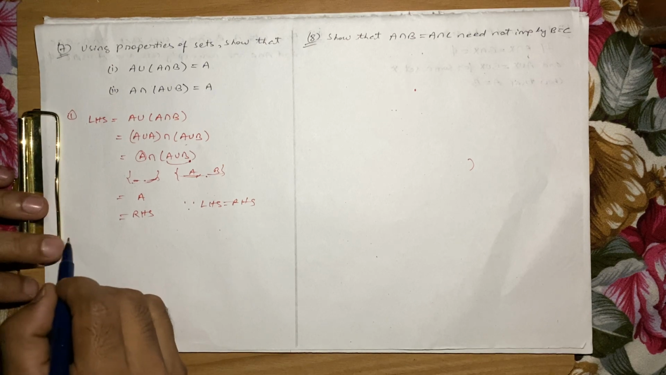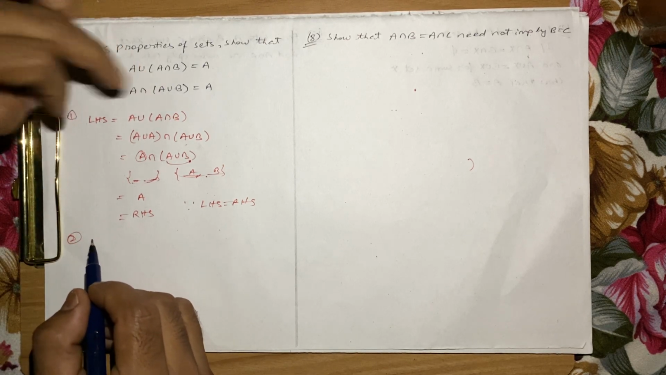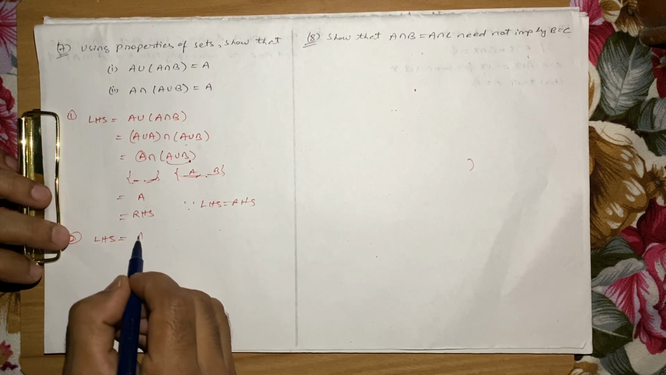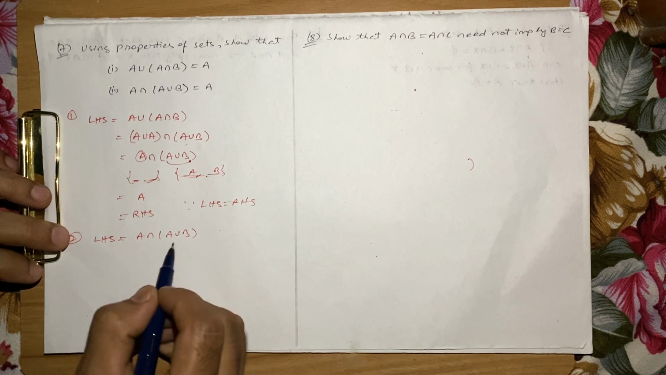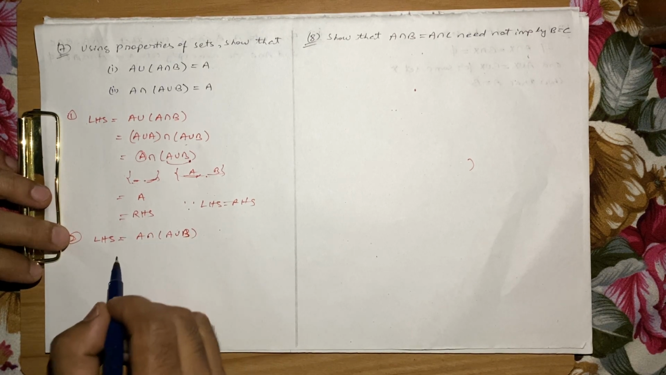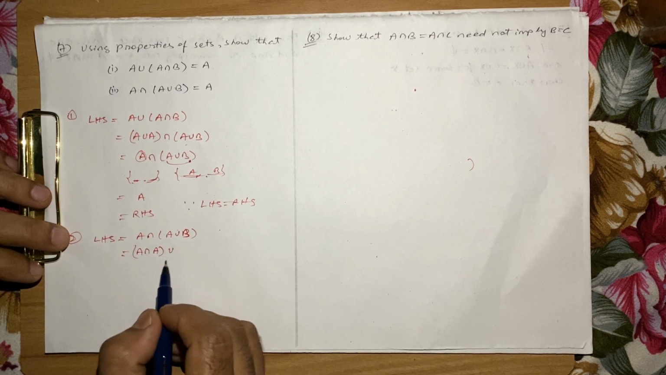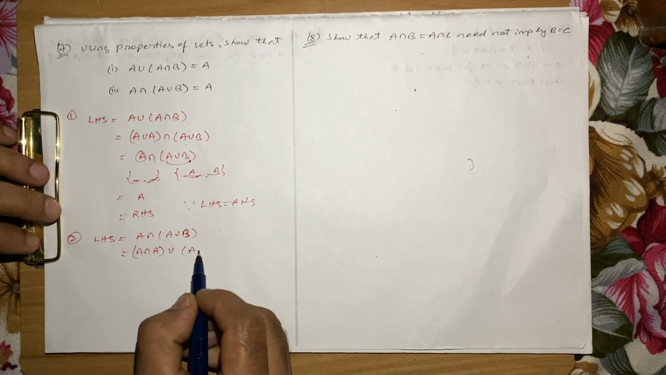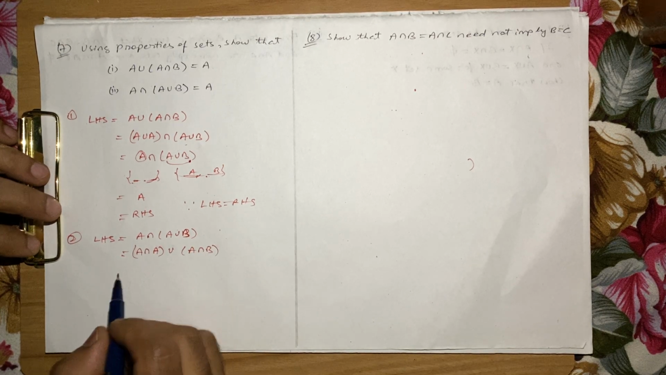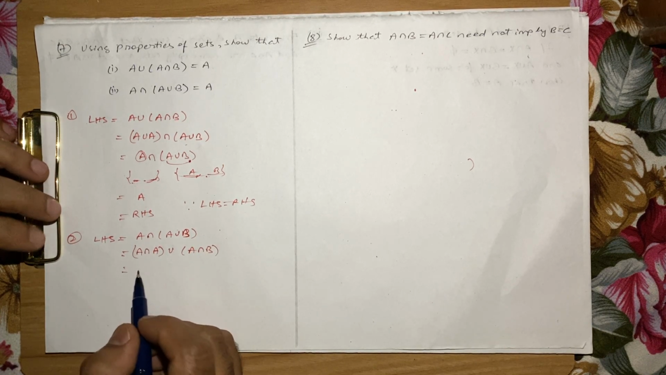Now the next one is number 2. Let's start from the left hand side once again. Left hand side is equal to A intersection A union B. Now let's break this intersection down. So this will be A intersection A first, then union will come in between, and then A intersection B. Now A intersection A is what? A itself.